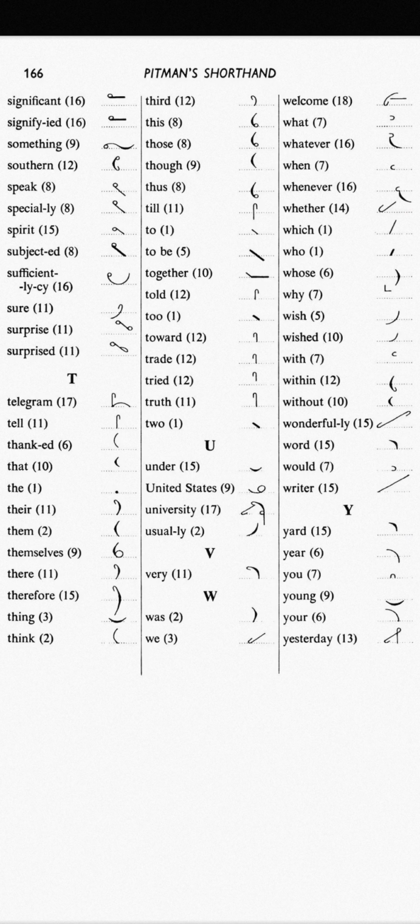Downward form of semicircle on the line for you. NG stroke through the line for young. Downward R on the line for your. Y stroke on the line with S circle with T on the line for yesterday. So this is the list 1 of short forms.